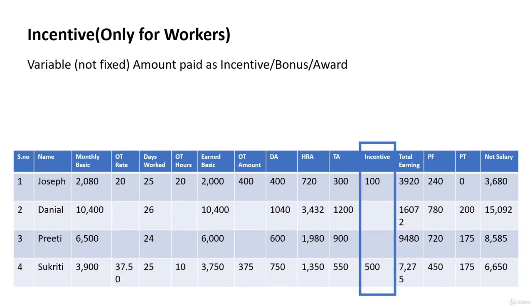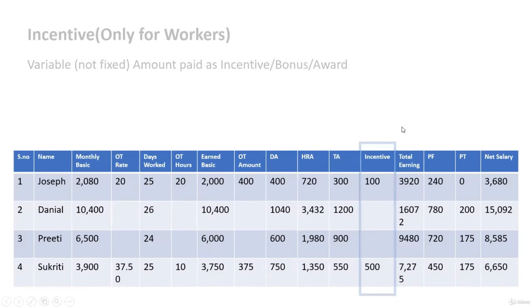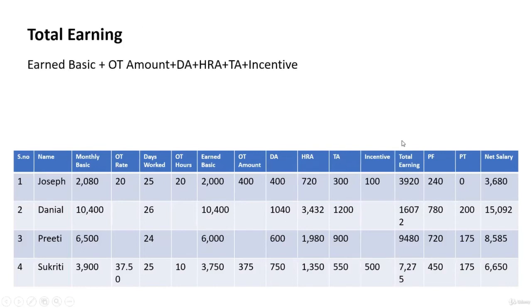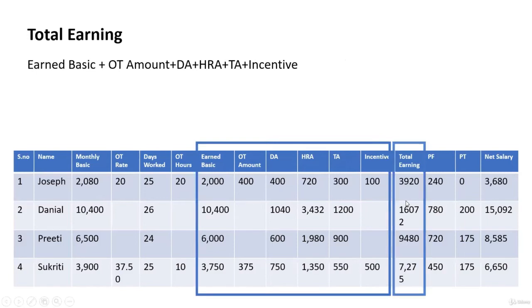So after adding this incentive, traveling allowance, HRA, DA and overtime amount earned, we reach the total earnings of the employees. This will come to 3,920 for Joseph when we add earned basic salary, overtime amount, DA, HRA, traveling allowance and incentive. In this way, we reach the total earnings of each and every employee.